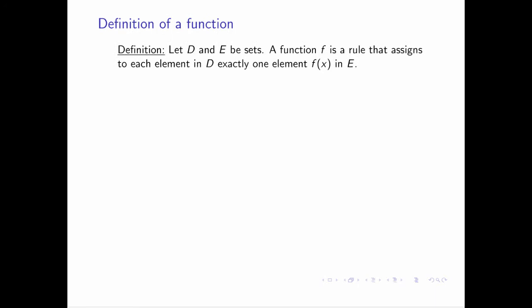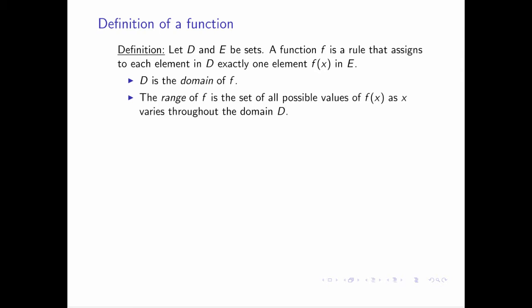We define a function as follows. We let D and E be sets. A function f is a rule that assigns to each element x in D exactly one element f(x) in E. The function f eats x and it spits out some value y. So D is called the domain of f. The range of f is all possible values of f(x) as x varies throughout the domain D.